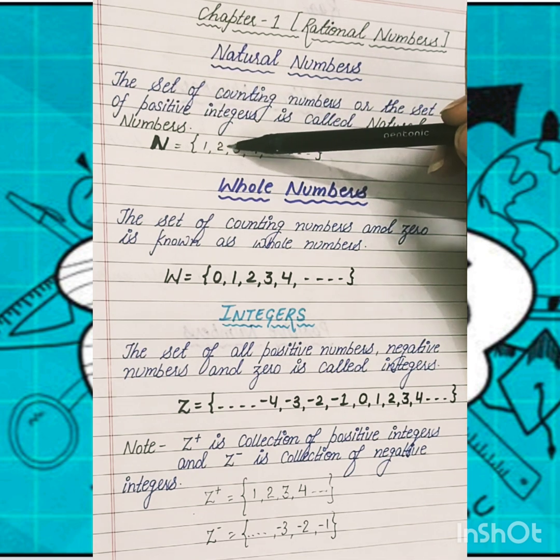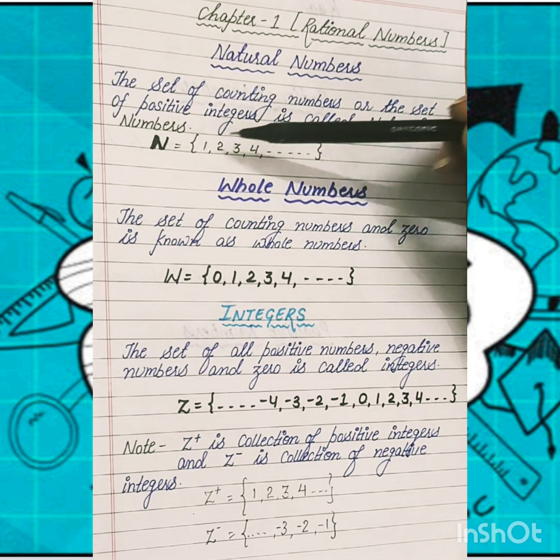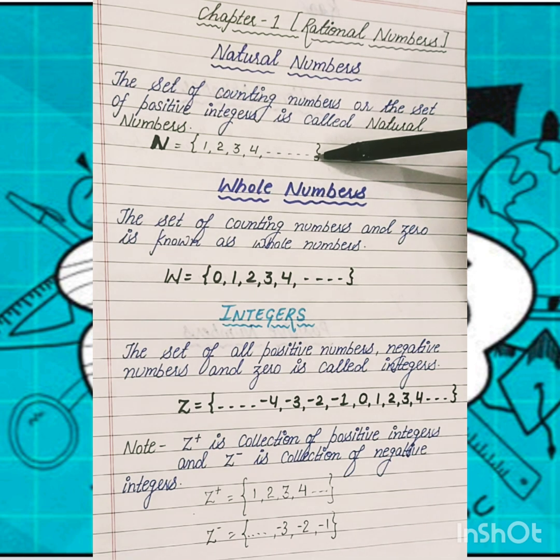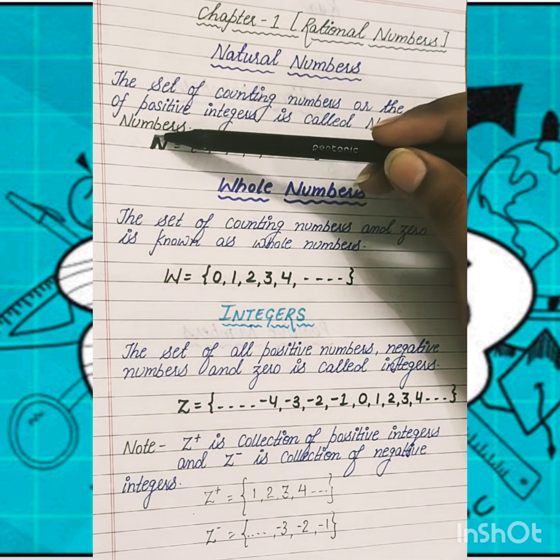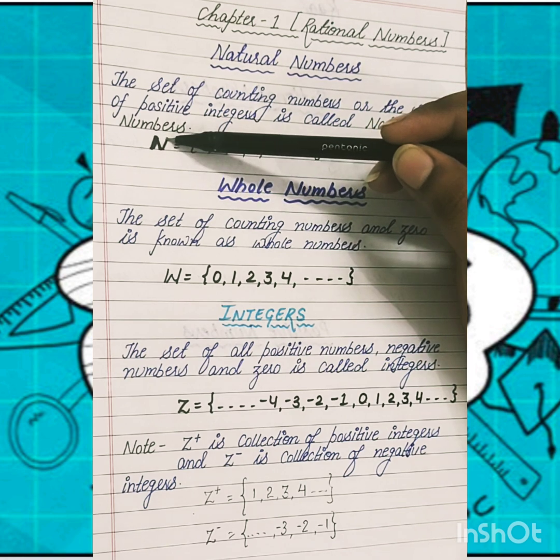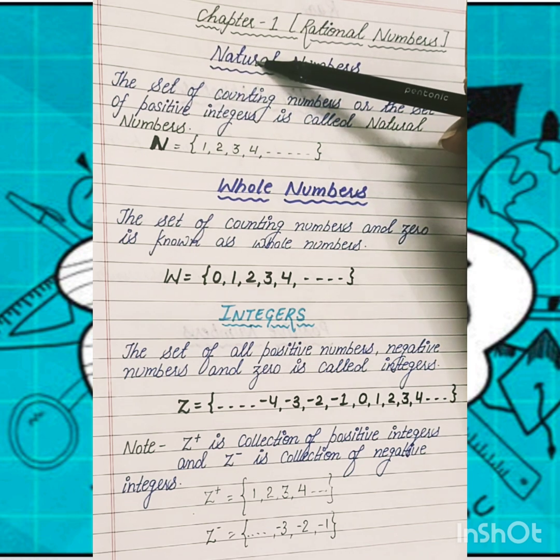So the collection of counting numbers begins with 1 but it has no limitation. And this is represented by capital N. If capital N is written anywhere in mathematics, it means this shows the collection of natural numbers.